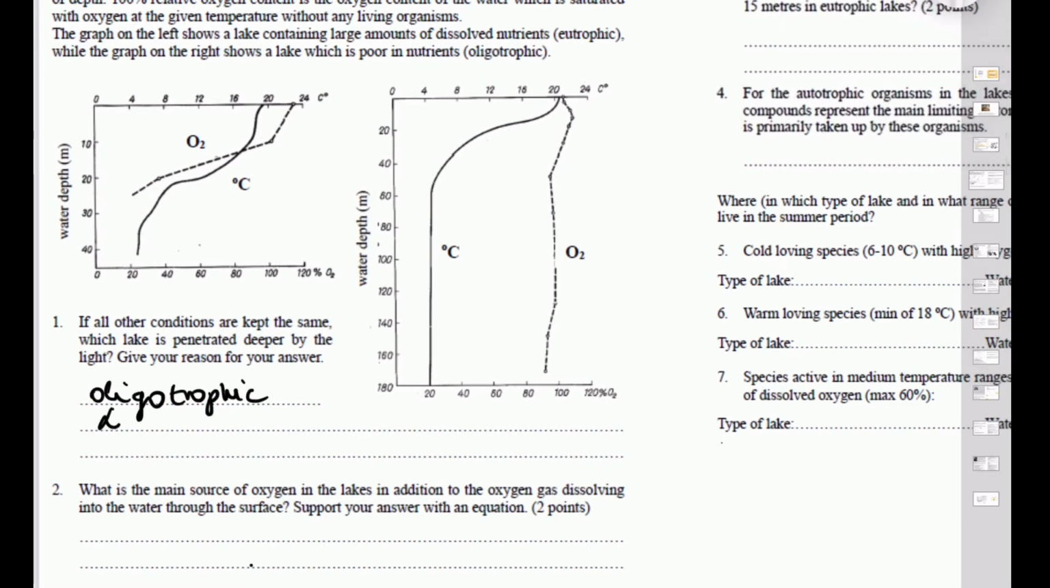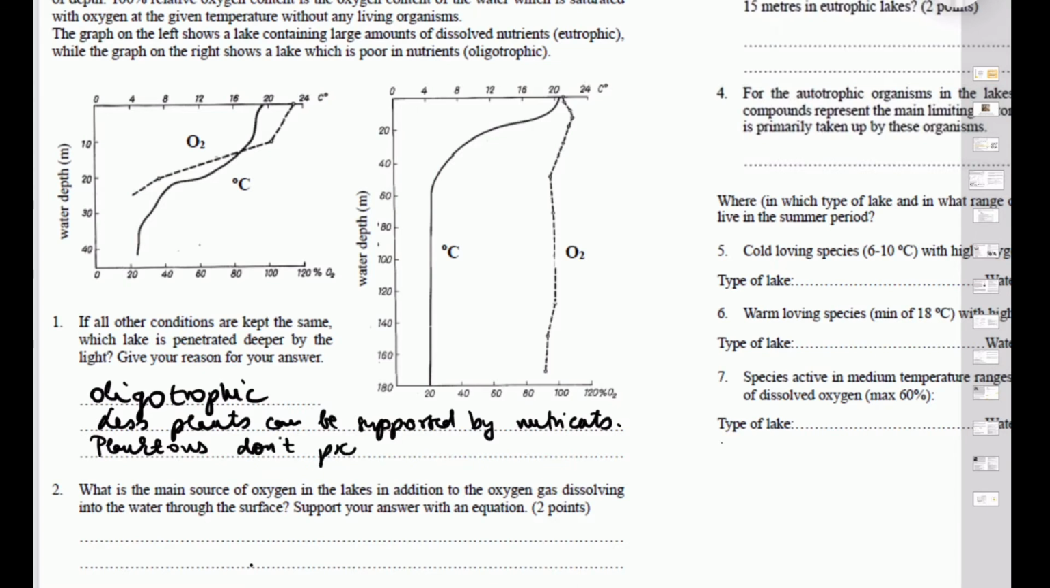Okay, and the explanation. Less plants can be supported by nutrients in this kind of lake, and for example, planktons don't prevent sunlight to reach deeper layers.